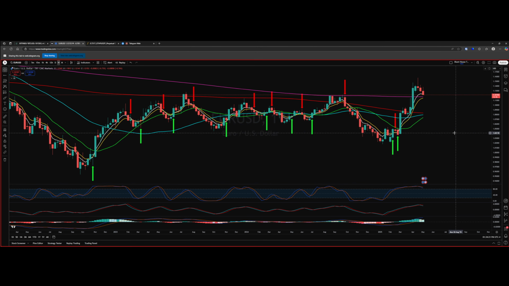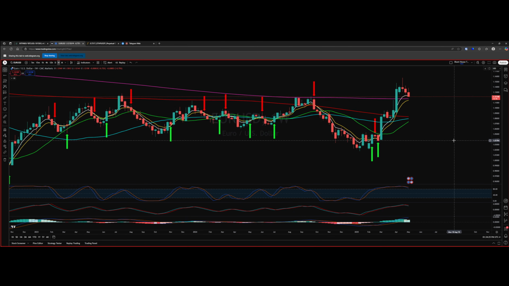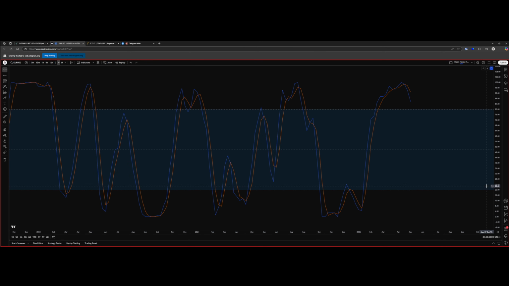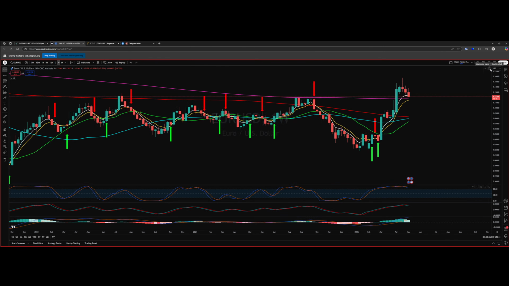And that is a way you can then get another idea of how the market is expressing itself. So look at the stochastic RSI. Is it still bullish? Yes, but it's showing us that maybe it wants to roll over.